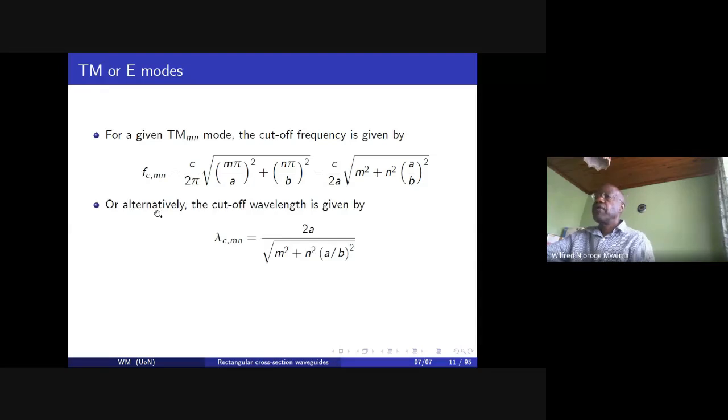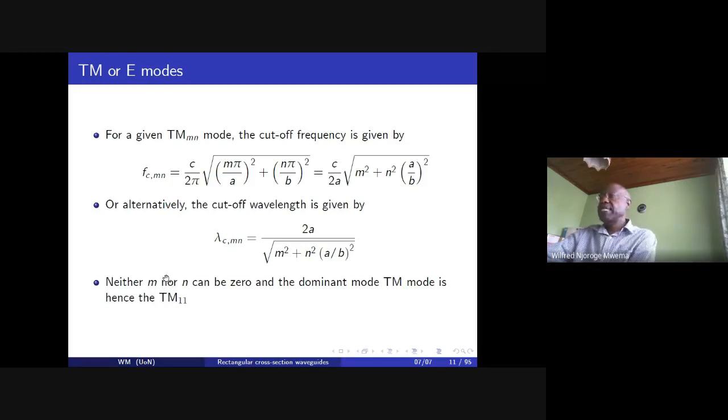Or alternatively, we could look at the cutoff wavelength of that mode by dividing through, remembering that f multiplied by lambda is equal to c, and we can get a value of 2a by the square root of m squared plus n squared into a by b all squared.